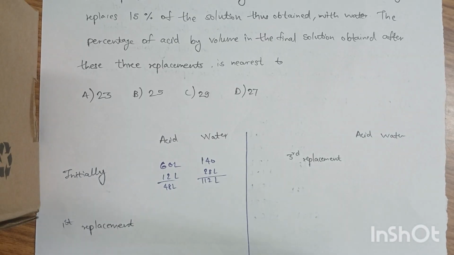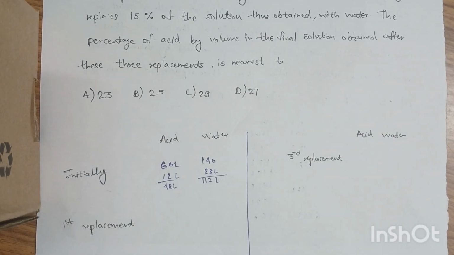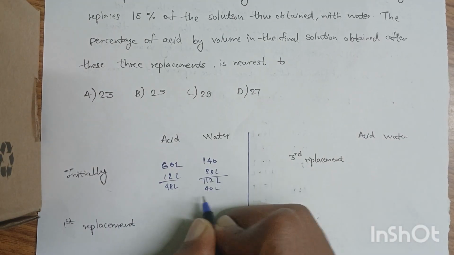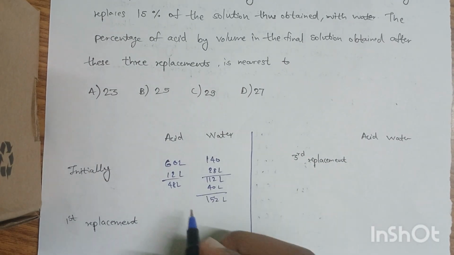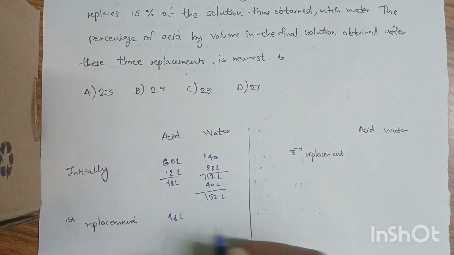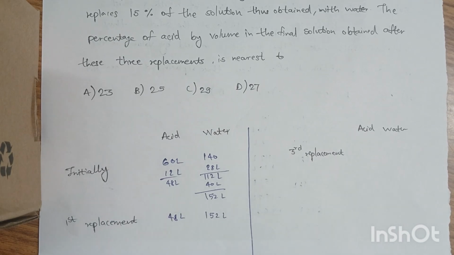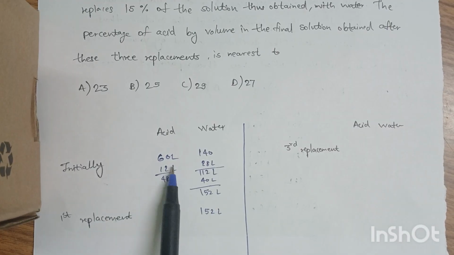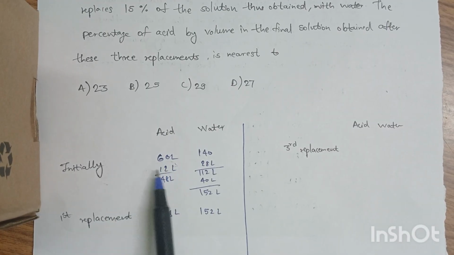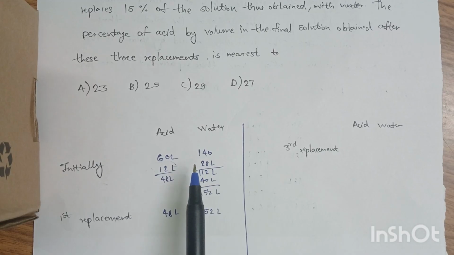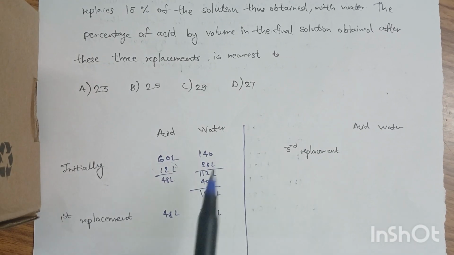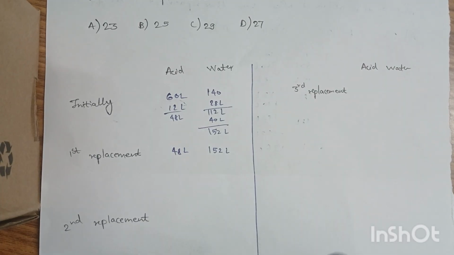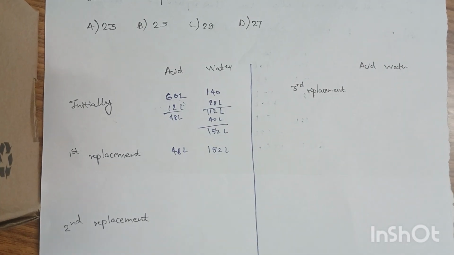After that it is replaced with water, so 40 liters of water will be added into it. The ratios after the first replacement are 48 liters of acid and 152 liters of water. After careful observation, one can say that we have only removed 20% of the acid and just added the same amount into the water. We use this trick for the next parts of replacement so that we can save our time.